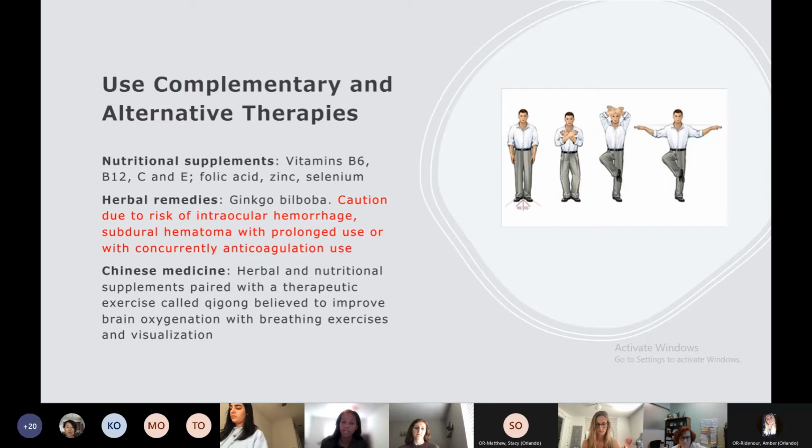And then there's also Chinese medicine that's known to help with treatment of dementia. So in combination with the herbal and nutritional supplements that I just mentioned, they also do a therapeutic exercise called Qigong, and this is known to improve brain oxygenation and visualization. The image to the right just shows the exercises, and they really concentrate on deep breathing, and that's what really improves the circulation along with the supplements. Next slide.